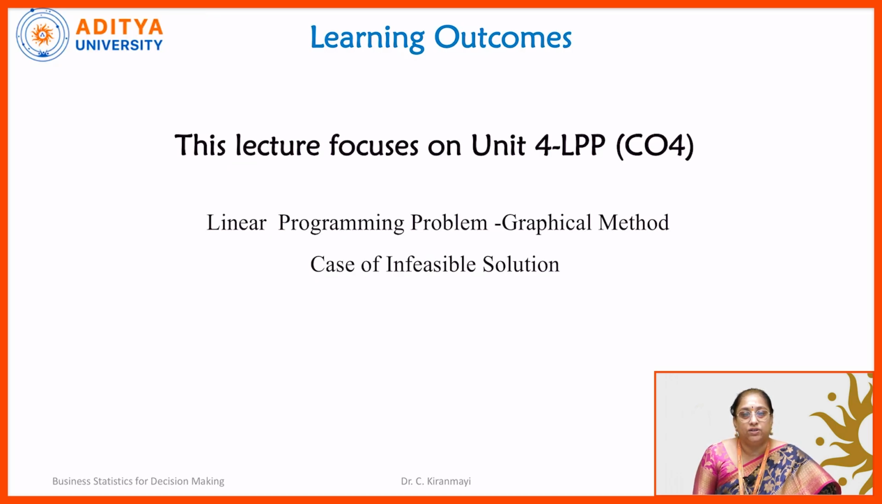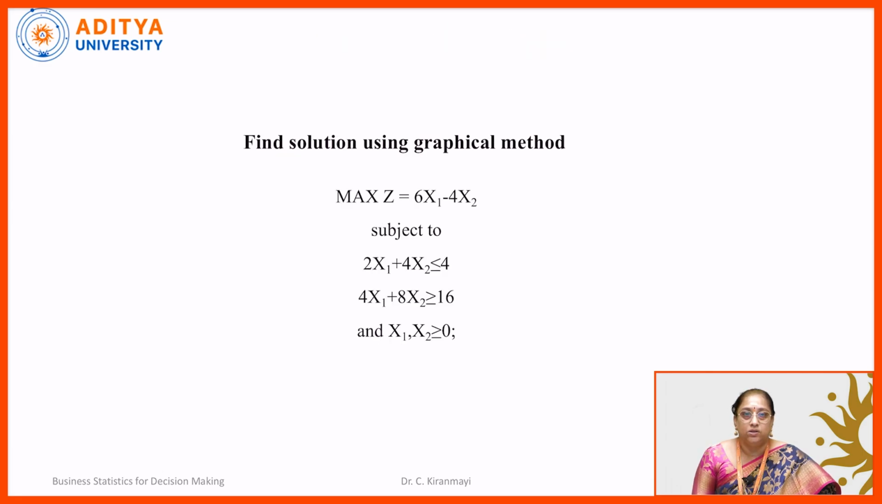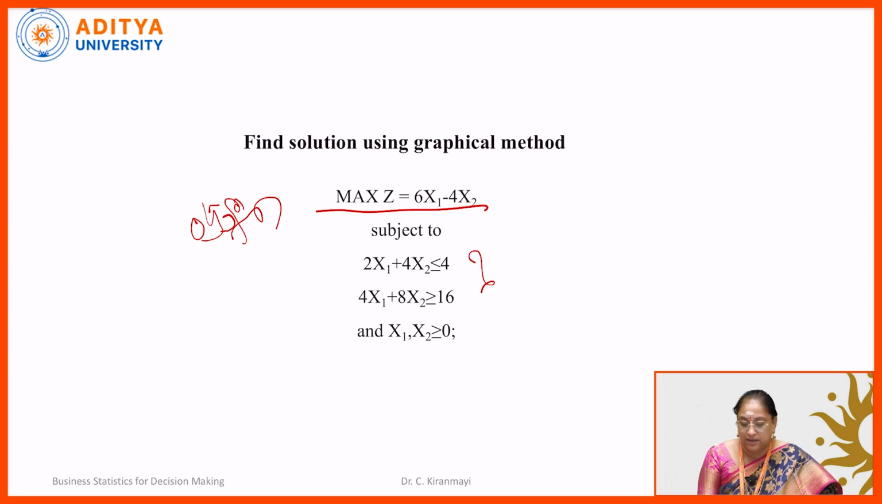In this present lecture, I am going to discuss how to solve the linear programming problem using graphical method, a case of infeasible solution. So, here is a problem on linear programming problem to solve using graphical method. Here the objective function is in maximization model and these are the mixed constraints we are given, one is less than type and the other one is greater than type.